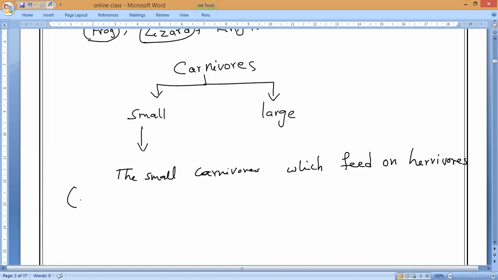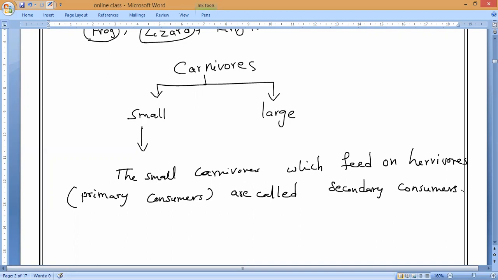Herbivores are also called what? Anybody? Herbivores are also called primary consumers. Primary consumers, and the ones that eat them are called secondary consumers. So, examples we can give: frog, lizard, whose size is small, bird, kingfisher bird, and as well as the small fox, etc. We can say all are secondary consumers.